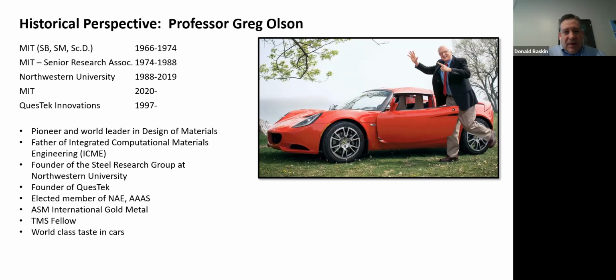Professor Olson got his PhD and undergraduate degree at MIT from 1966 to 1974. He got his PhD under Morris Cohen. And I think Professor Eager has known him for a long time, I think even when he was an undergraduate. Is that correct, Tom?